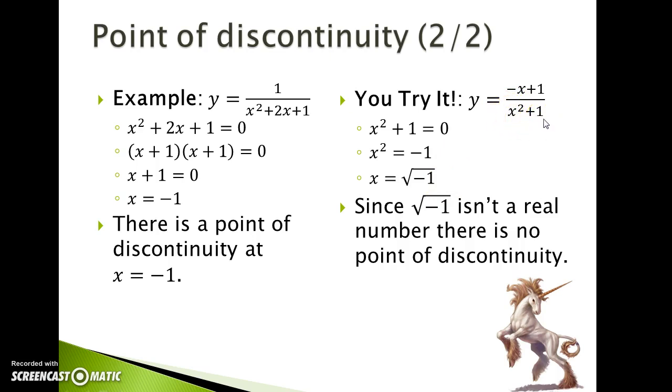In other words, any value that you put in here for x will never make the denominator 0. Try it. Pick any value you want. You're not going to get a 0 down there. And that means that the graph will not be discontinuous. It will go on forever. You could draw it without lifting your pencil from the paper.